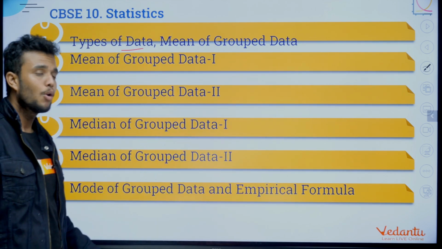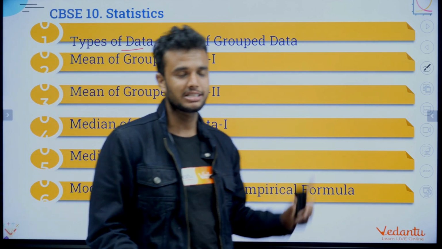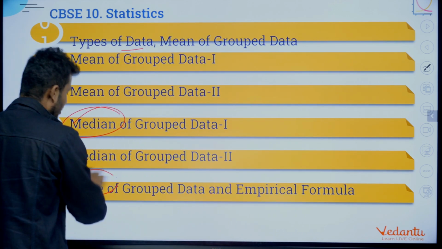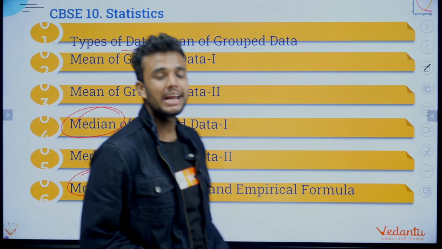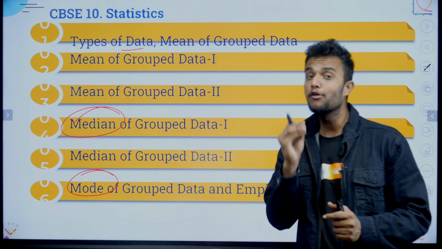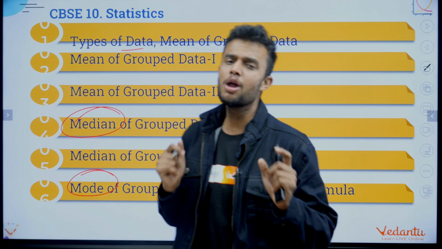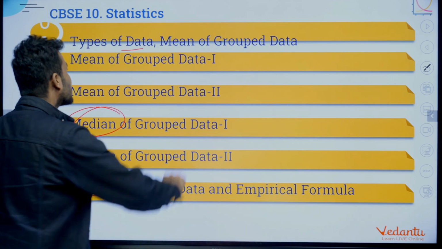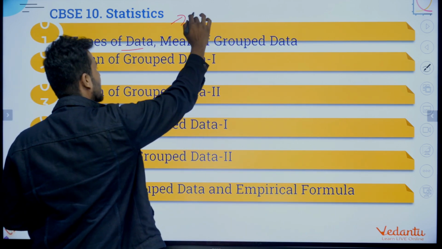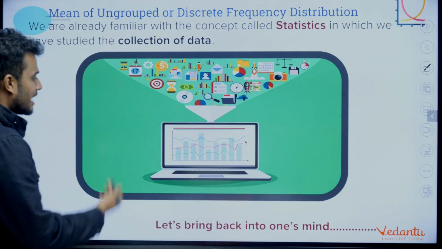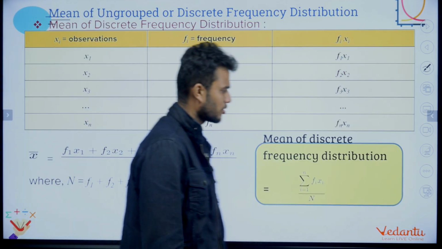For example, we have only three formulas in this method, students: mean, median, and mode. Statistics is nothing but mean, median, mode. If you know how to find the mean, median, mode, you can easily solve all statistics problems. If you know these three formulas and methods, you can easily score minimum 8 marks in your board exam. Statistics we are already familiar with, so just leave this topic.